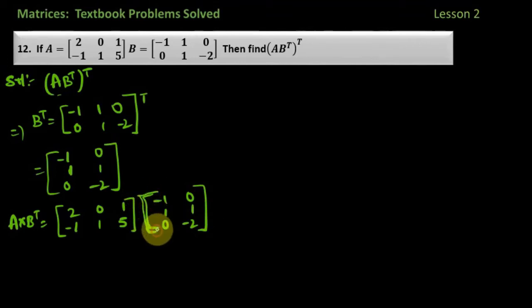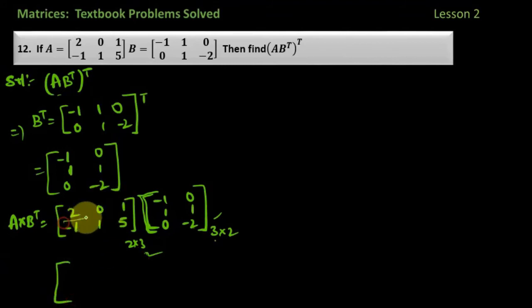So first we should check the condition whether matrix multiplication is possible or not. First matrix order is 2 rows, 3 columns. Here second matrix B order is 3 rows, 2 columns. So what I should check? The first matrix column elements should be equal to second matrix row elements. So here it is same, right? Therefore multiplication is possible. Now we will solve multiplication.